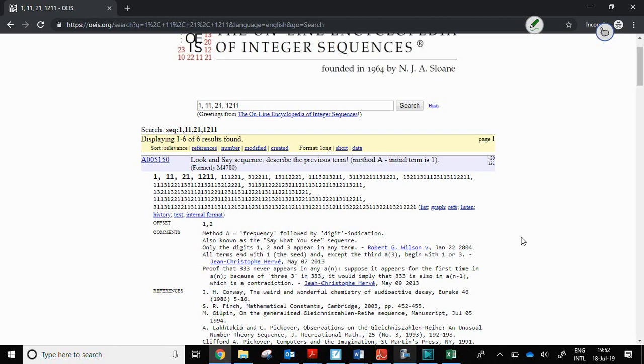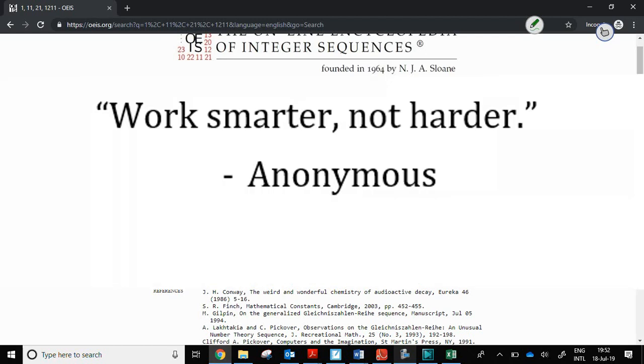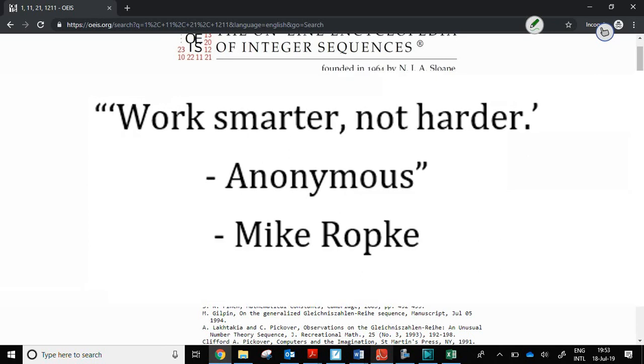So yeah, sometimes you need to work smarter rather than harder. In fact, that's today's quote. Work smarter, not harder. Anonymous, Mike Ropke.